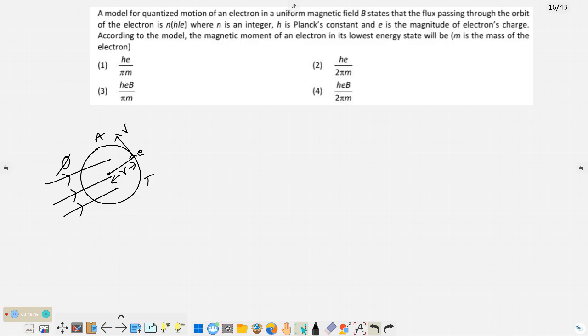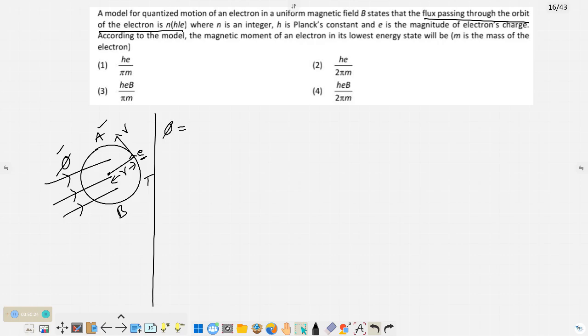This question is related to Bohr's theory of atom, which contains a number of concepts involved in solving this problem. The question gives a quantization model of an electron moving in a uniform magnetic field B. This is the electron I have taken here, which is moving in the magnetic field of induction, where the flux is passing through the orbit of the electron. The flux value phi across the area of cross section is given.